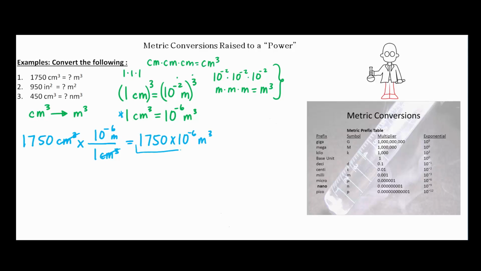Now note that this number is not in scientific notation. It is not in scientific notation because 1750 is not between 1 and 10. So what I need to do is move this decimal place 1, 2, 3 places to the left. So that would give me 1.750 times 10 to the minus 6. I've moved it 3 places to the left, so I need to multiply by 10 to the third for those 3 places.